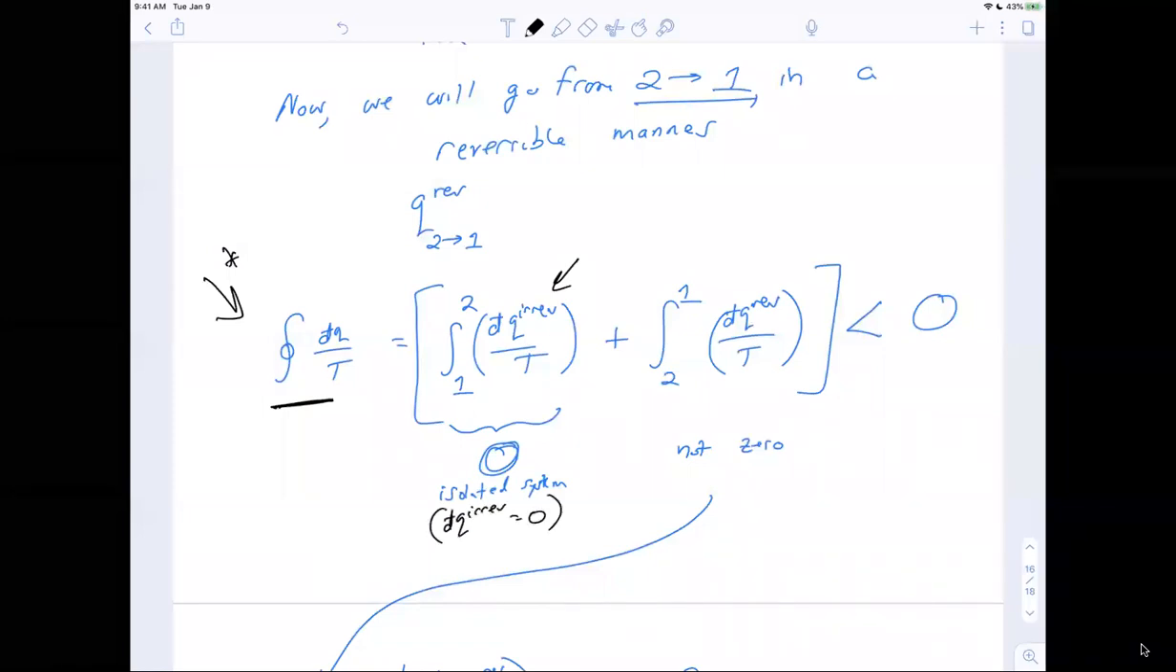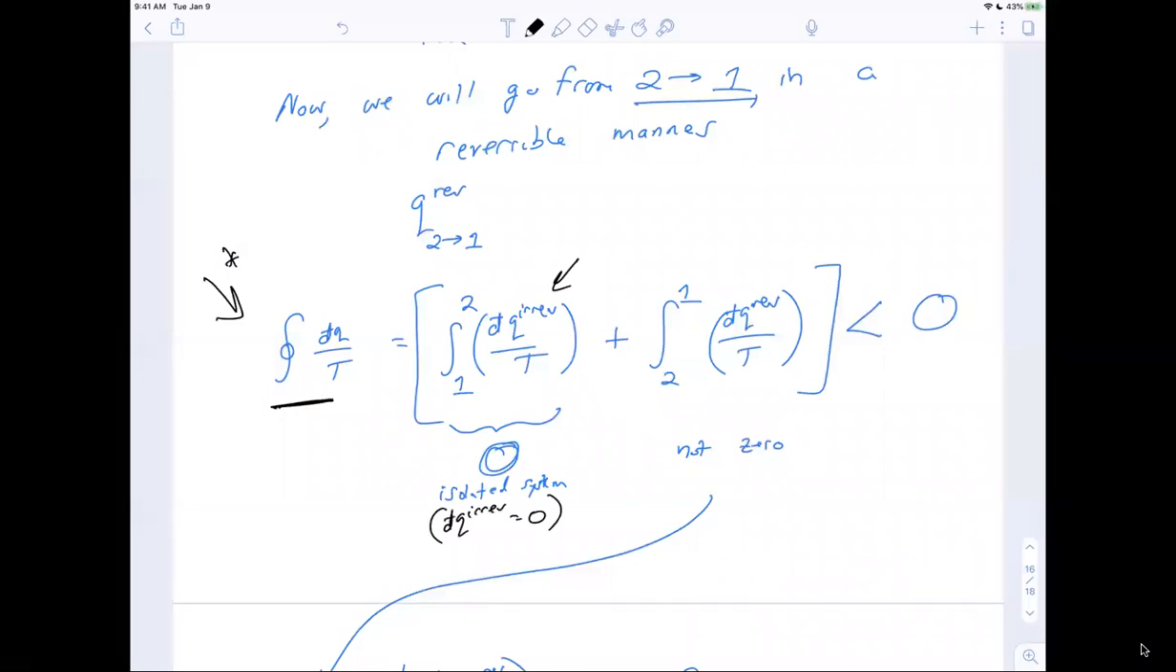Now the second stage, where we let the system not be isolated but interact with the surroundings, we can compute that dq over T integral from state 2 to 1. Since we stipulated that it's a reversible process, we can now say that Q is reversible. And so we have the integral from 2 to 1 of dq reversible over T. And all of that sum has to be less than 0 because remember, this is the Clausius inequality. We found for the Clausius inequality that the integral of dq over T is less than or equal to 0 for a cycle.